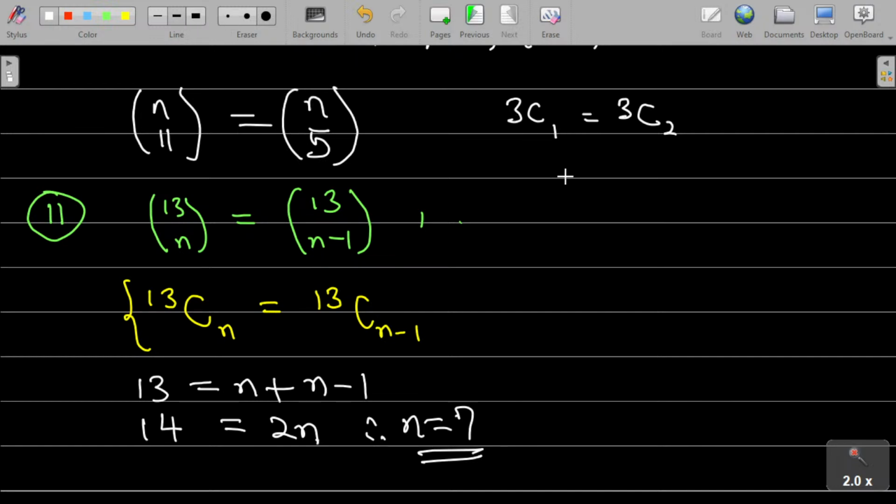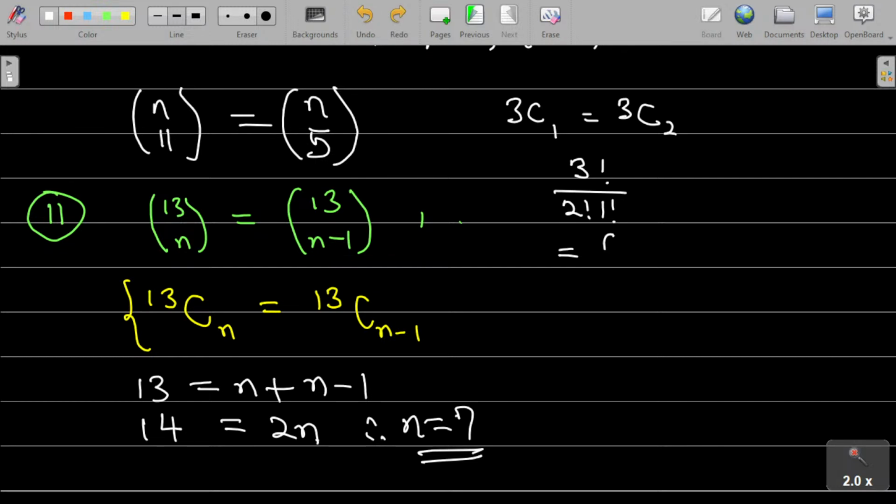Can we check 3 combination 1? 3 combination 1 means 3 factorial all over 3 minus 1, which is 2 factorial, times 1 factorial. That is going to give you 3 times 2, since 3 factorial is 6.